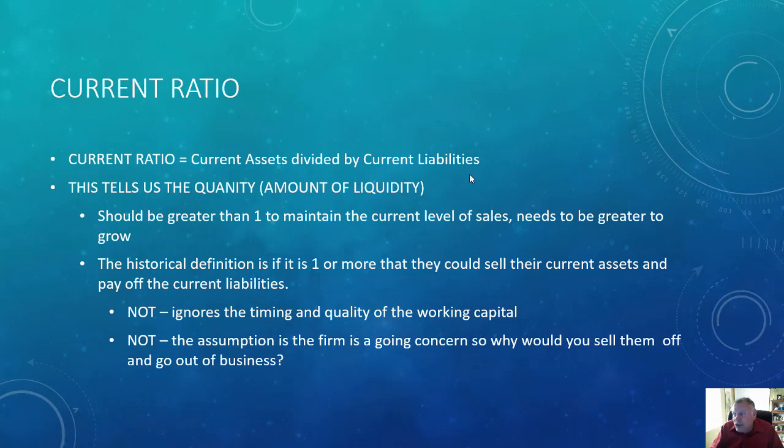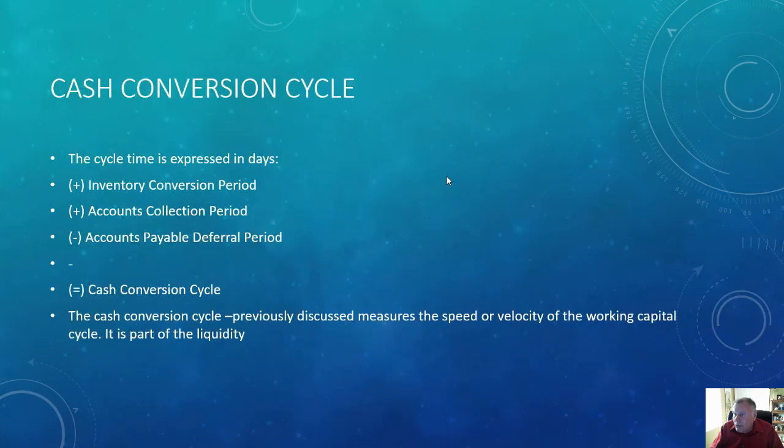Cash conversion cycle, which we talked about in the previous modules. It's the cycle time of working capital expressed in days. We have the inventory conversion: how fast does inventory turn? Accounts collection: how fast do we collect them? Less accounts payable: how are we using other people's money? That gives us the cash conversion cycle in total.